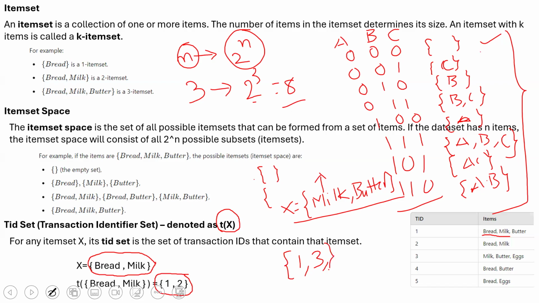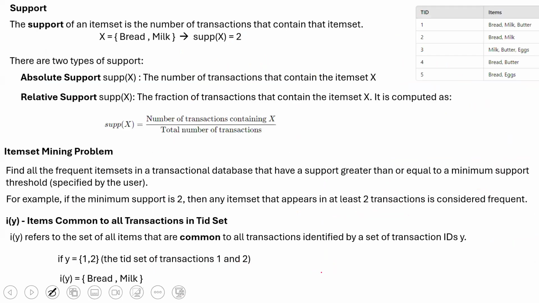So the transaction ID set for milk and butter is 1 and 3. Okay, so that is what transaction identifier set means.